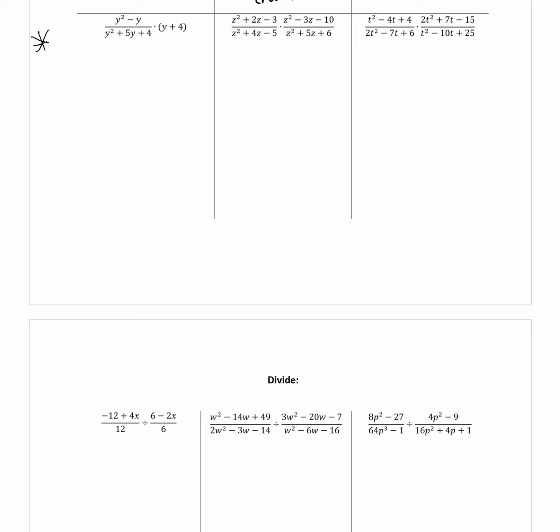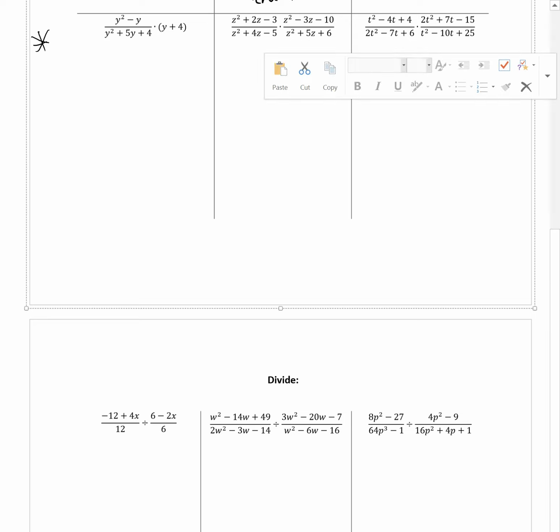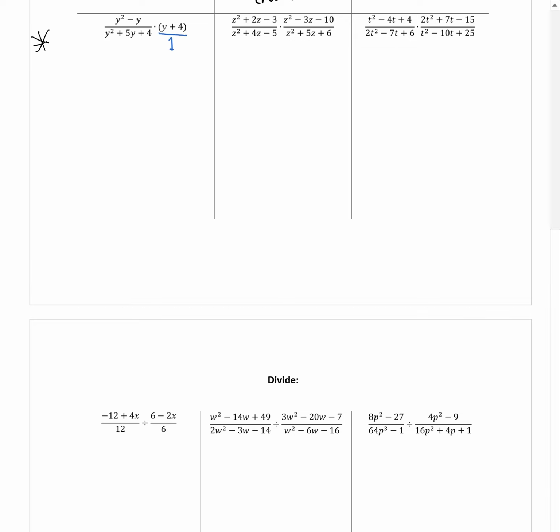Alright, let's try this one down here, kind of to the left side. You have y squared minus y over y squared plus 5y plus 4, but then it's times just y plus 4. It doesn't look like a rational expression. But remember, if you have a fraction multiplied by a whole number, you can think of the y plus 4 as a whole number because it has no denominator. You can put it over 1 if you want. Anything can be placed over 1 to make it into a fraction. So if you ever come across one of these, keep that in mind.